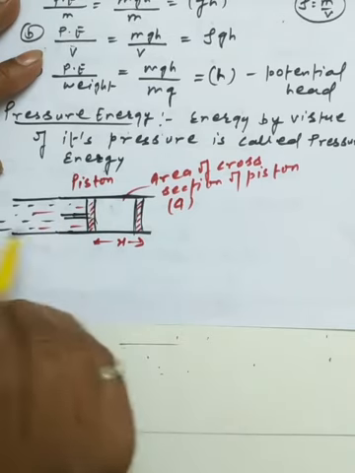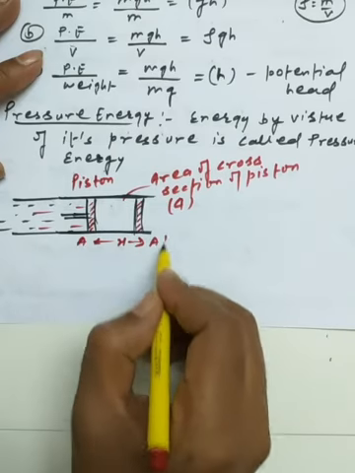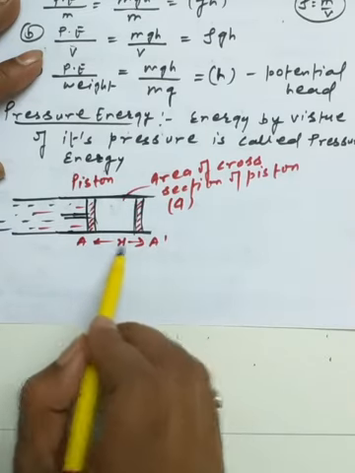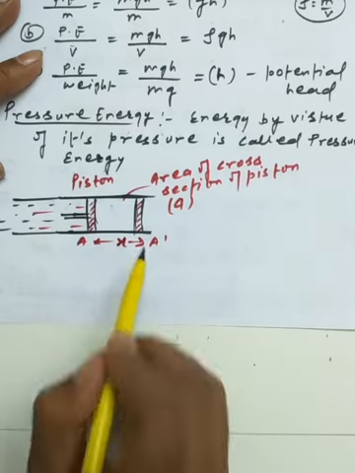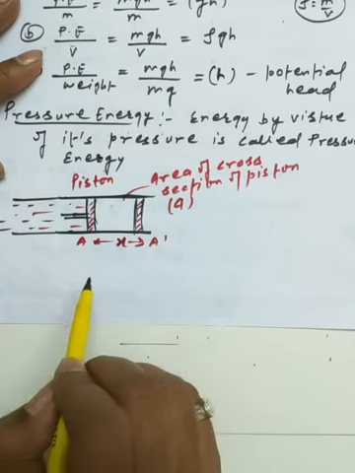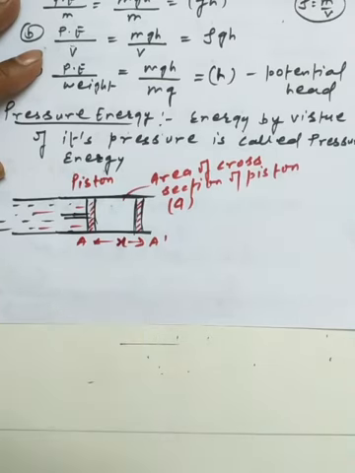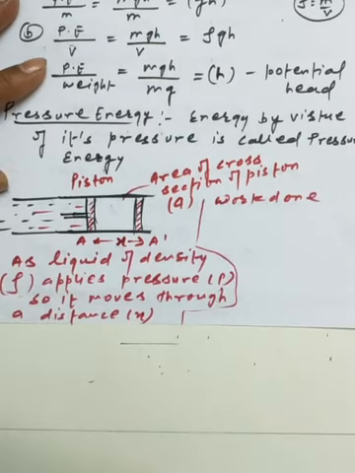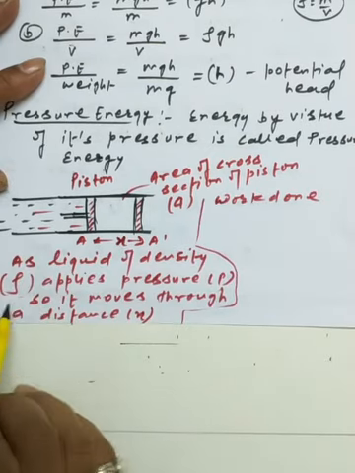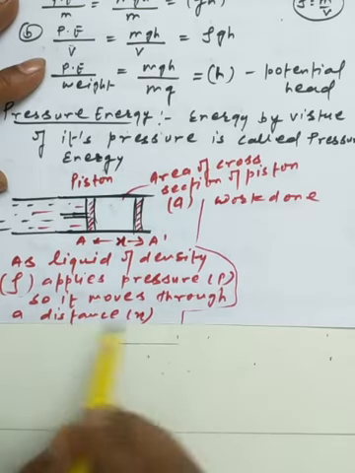Whenever the pressure acts on the piston, it moves from position A to A dash. So it travels through a distance x. We want to calculate the work done by the liquid on the piston. Here we have a liquid of density rho that applies a pressure P, so the piston moves through a distance x.